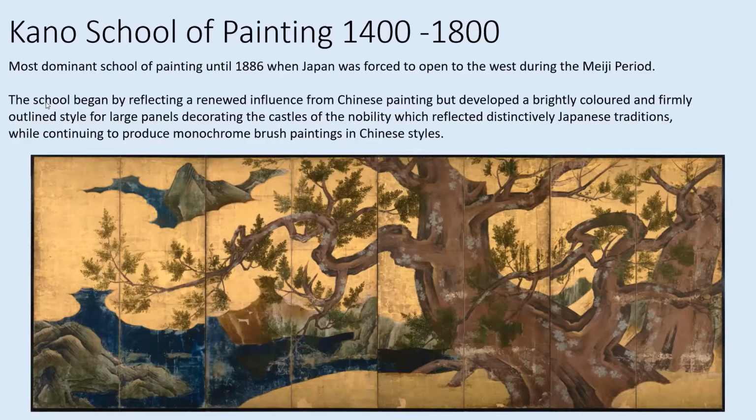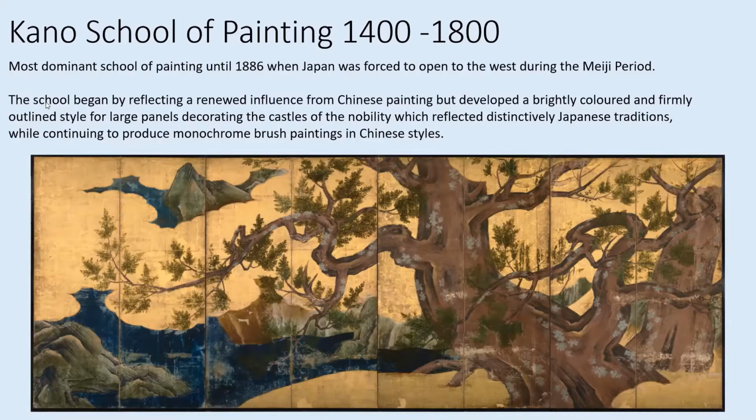So, as we said earlier, the school began by reflecting the influence of Chinese painting, but then developed brightly coloured and firmly outlined. Everything's got a very bold outline for large panels, decorating castles of nobility. So these are for rich people's nice houses, and they reflect distinctively Japanese traditions. So they're not doing the same subjects as China because they're painting a different country. So they're taking influences from their own culture, their own landscape, and painting different things.